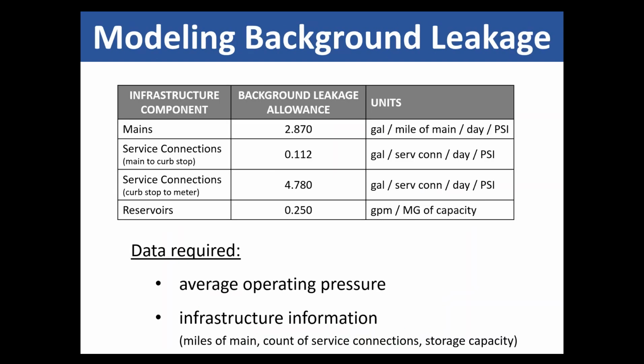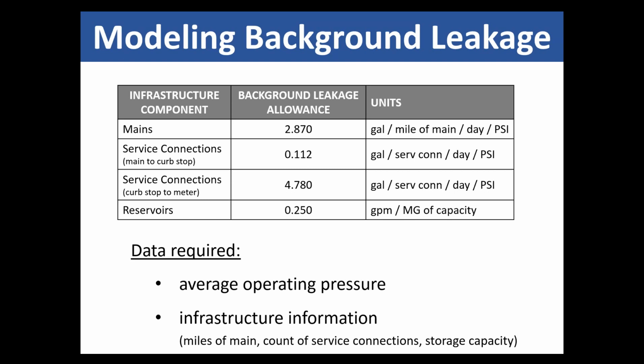So for background leakage, to model it you'll have to provide the model with your operating pressure, which you should already have from your audit, as well as infrastructure information, which you should also have from your audit, things like your miles of main and your service connections. The software then has a background leakage allowance that you can adjust with some indication of your infrastructure's condition. If you think this doesn't quite get it right and your system is older or suffering more background leakage, you can account for that with a code.